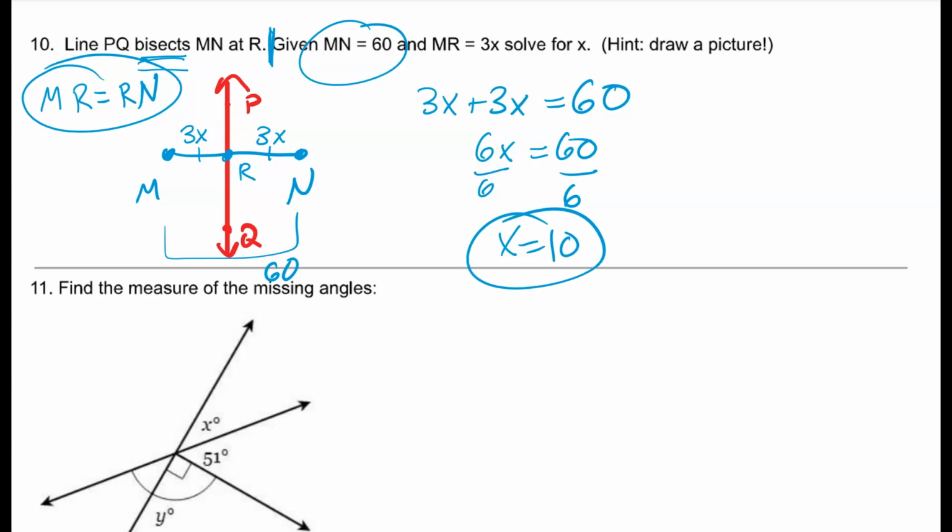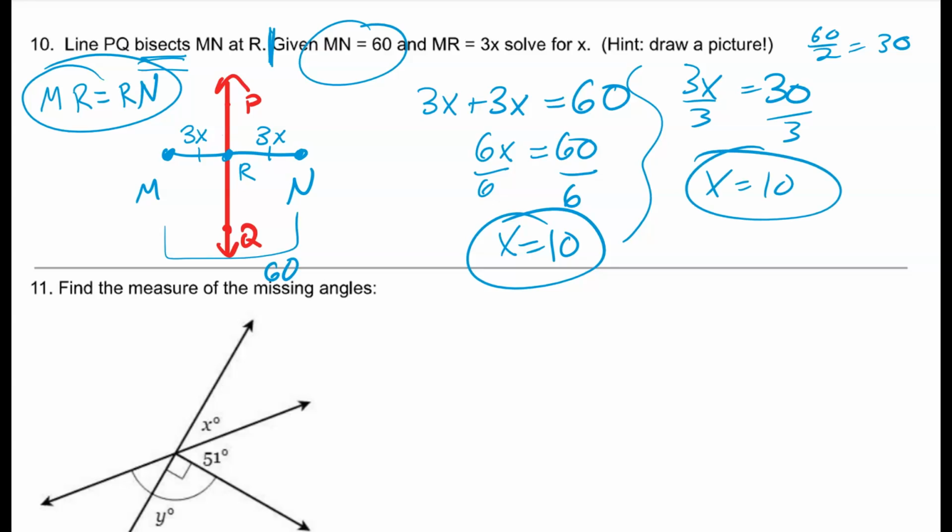You could also make an argument that if 3x is half the length of MN, you could just divide 60 by 2 to get 30, and say that half of your segment should be 30, and solve that equation from there to get the same answer. So for some of these, there'll be a couple different ways to do it.